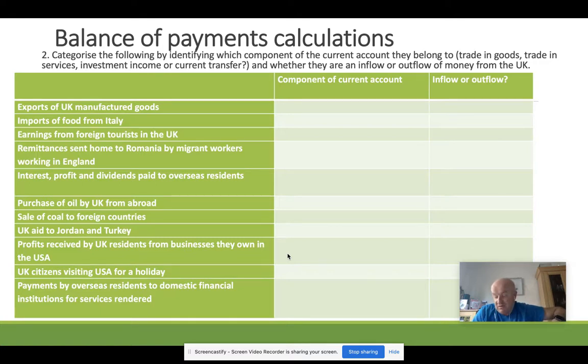Okay, so give that some thought and complete the table for me. Think about what component of the current account it would fall into, and then whether it would be an inflow or an outflow. So again, stop the presentation here, have a go at completing that, and then we can go through the responses immediately after you've completed it.